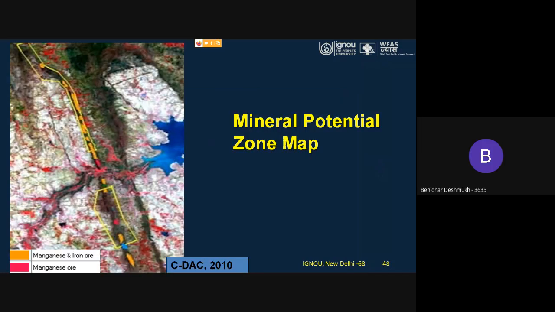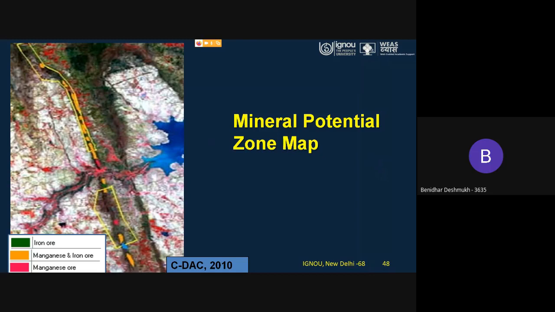So this is the actual output, where again this is a part of Karnataka, where the mining potential zone map is prepared here, and this shows the area where there are manganese and iron ore. There are also the areas where only manganese ore is present. So this is the map which is given in that.